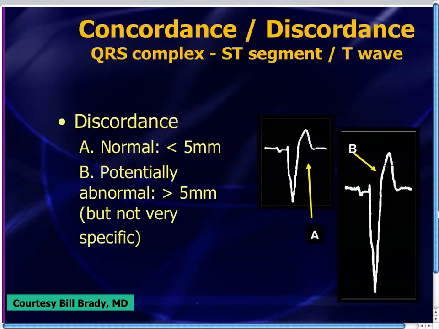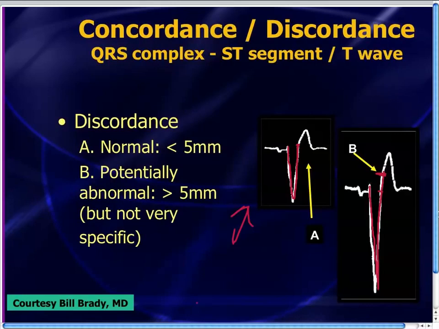The other thing that Dr. Sgarbossa identified was something called excessive discordance. Now, if you look at figure A here, this is normal. QRS goes down. ST segment is maybe a few millimeters, 1, 2, 3 millimeters above the baseline. That's normal. But if the QRS goes down and the ST segment is, say, 5 millimeters or more above the baseline, in other words, more than 5 millimeters in the opposite direction, that's too much discordance. That's called excessive discordance.